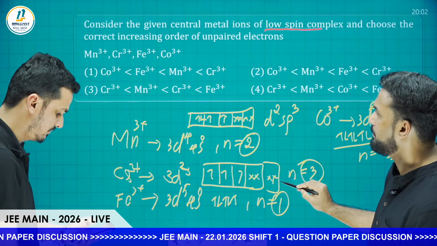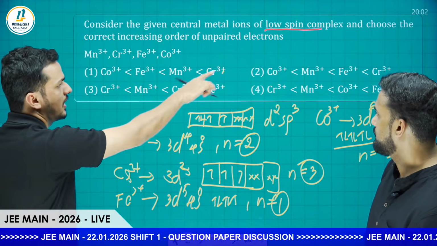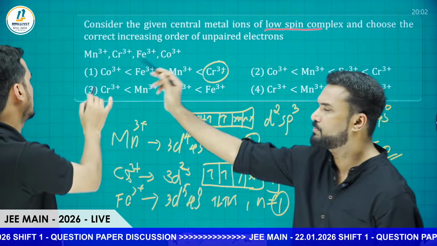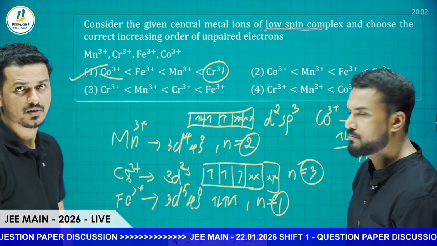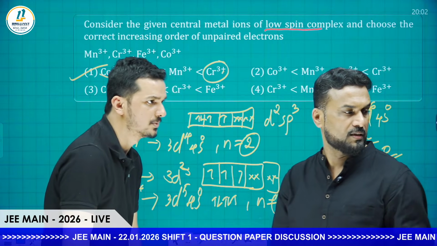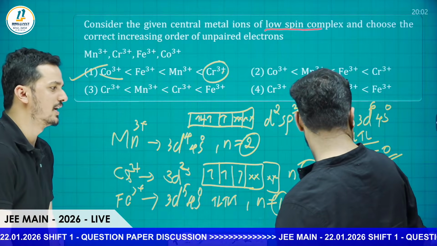So which option will come here? Cr3+ will be maximum, then Mn3+, and Co3+ is the least. So option 1 will come. I hope you got this one. Okay, D2sp3, chemistry was good, they're telling. Okay, so we can go to the next one.